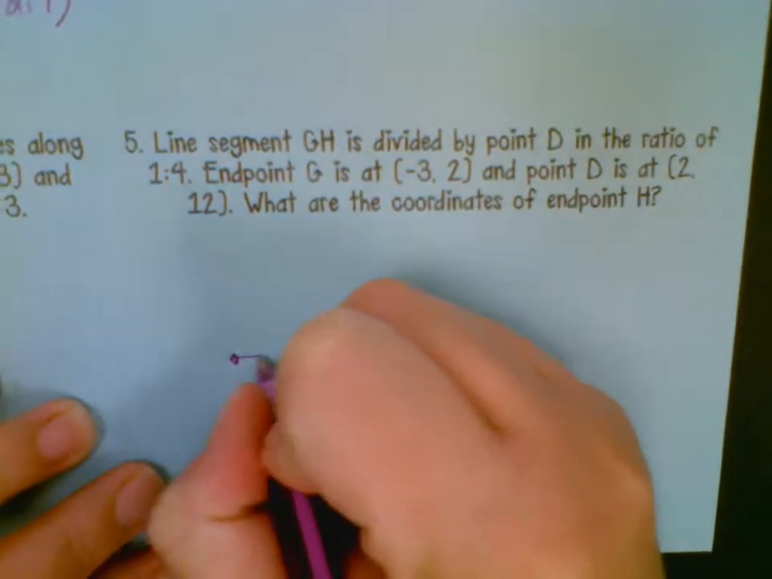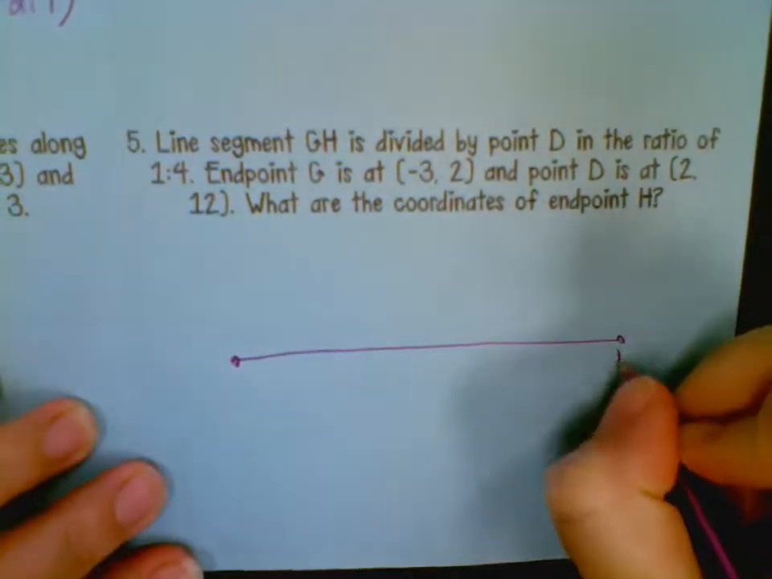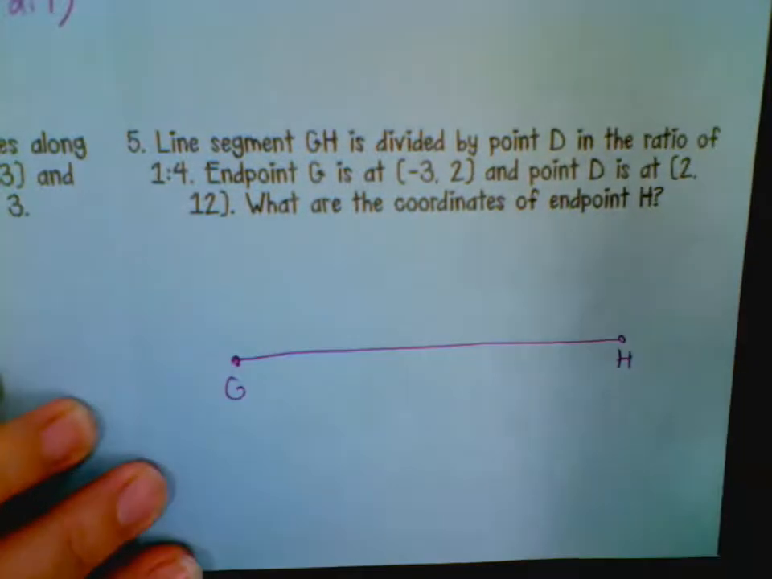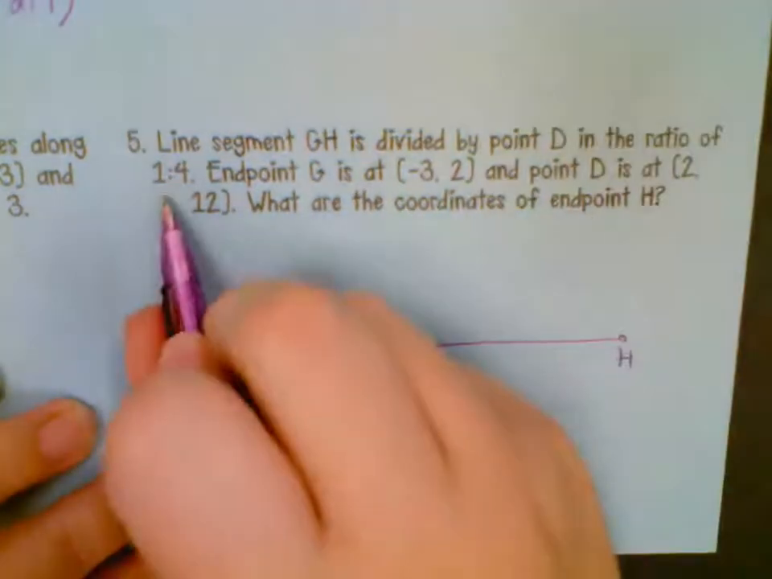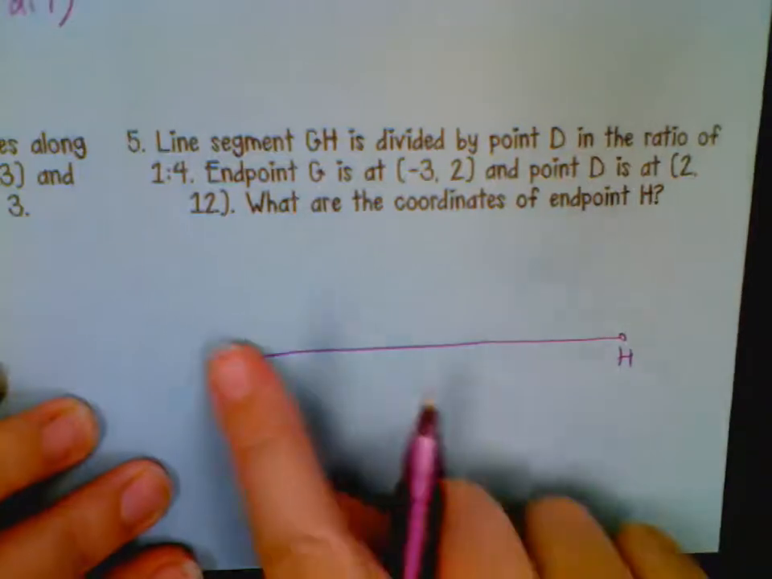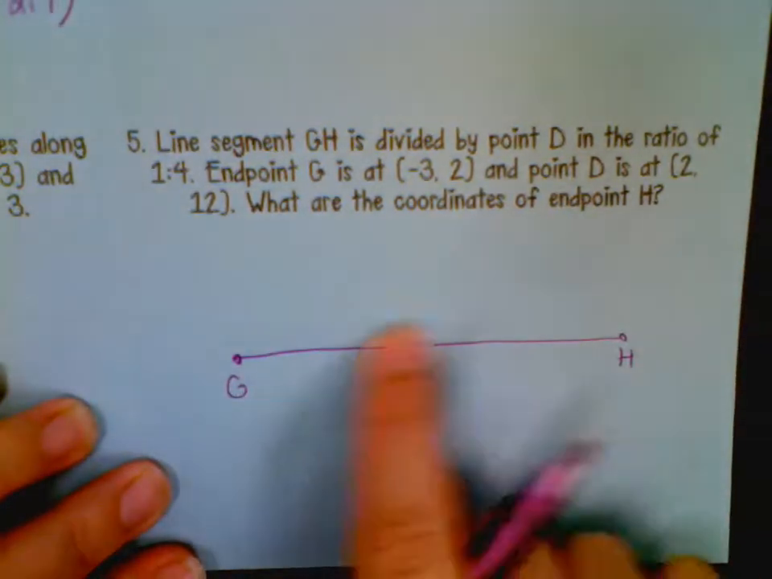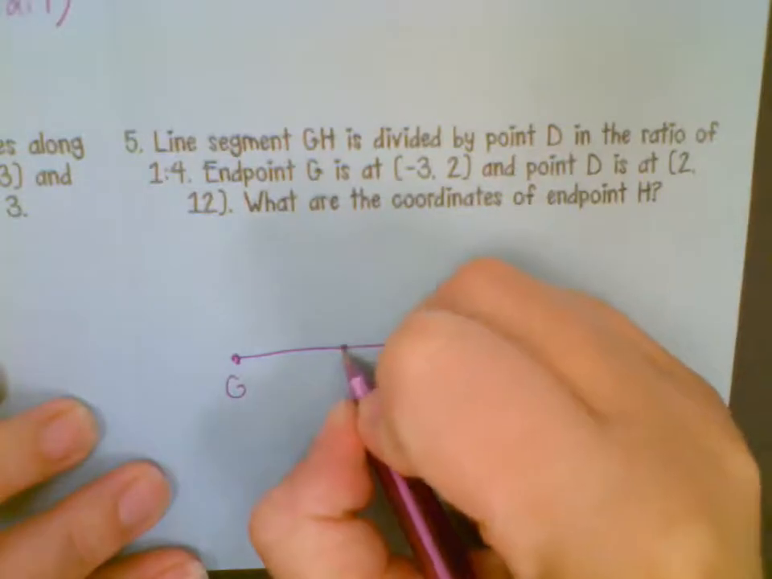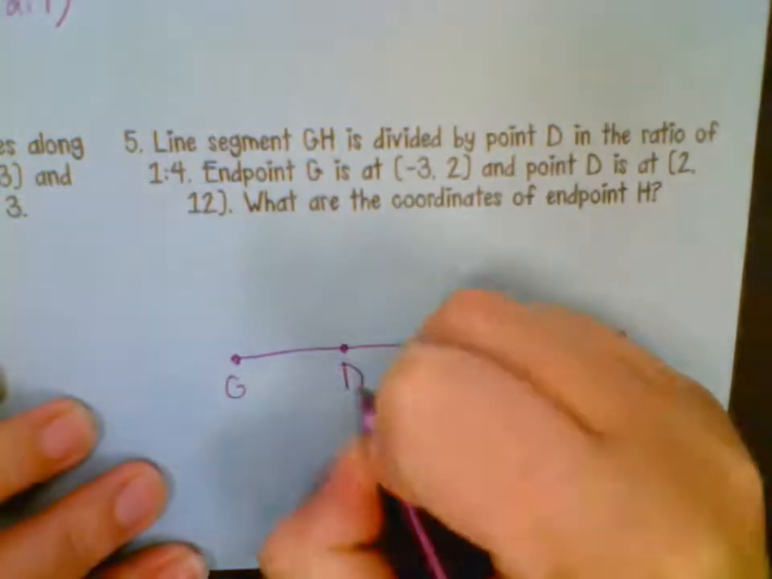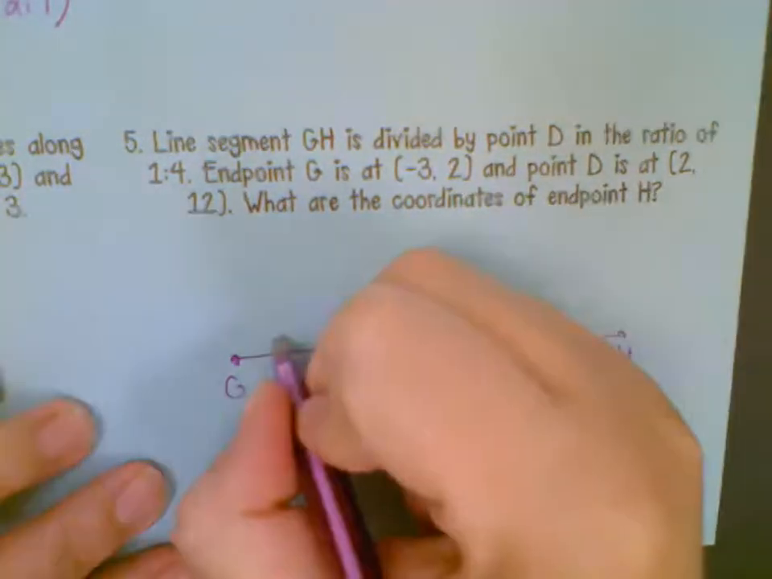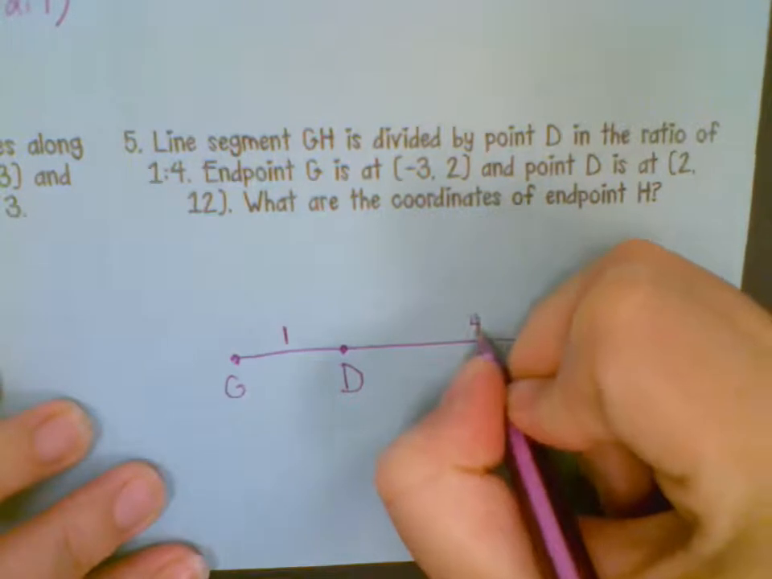Okay, so we have G, H, and point D is our partition point, and it splits it in 1 to 4. So that means the first part's going to be worth 1, and then the second part's going to be worth 4. So it's going to be a lot closer to G. So that's why I'm going to put it over there. So this is 1 to 4.